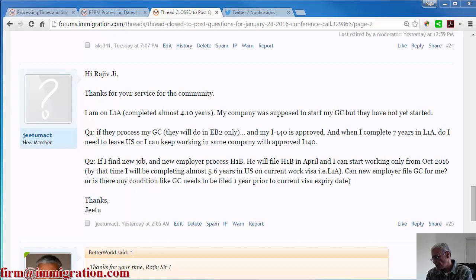Okay, and suppose I am working for 10 years and they file my green card in EB2. In between, I got a job from a different employer and they filed the H1, but the petition got denied. But I don't have a copy of that petition. So do I need that copy of the petition also, or not needed? I don't see any need for it. No, sir.